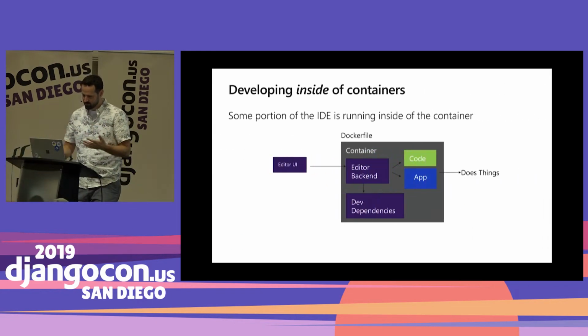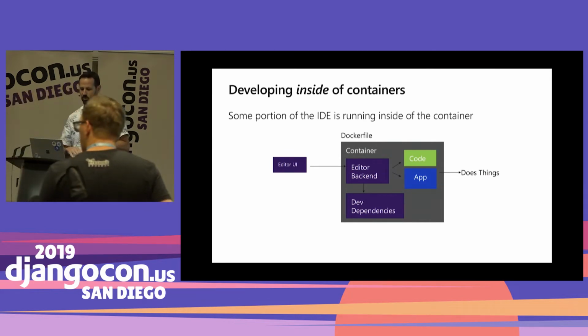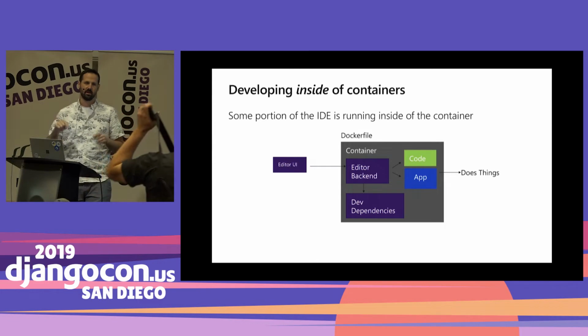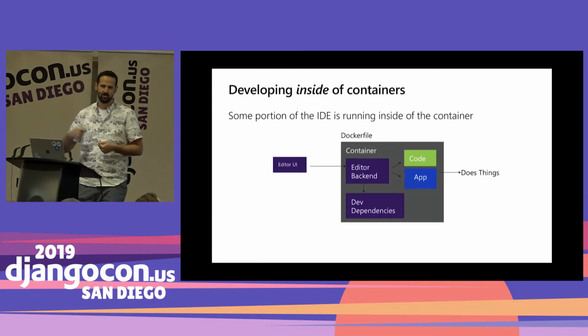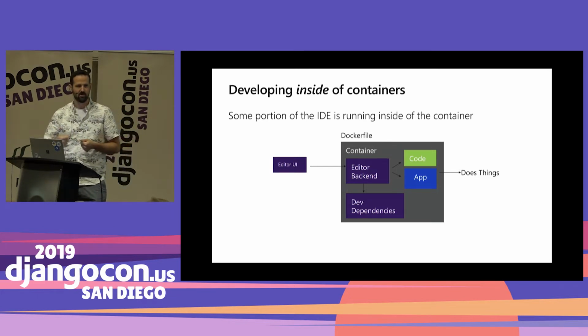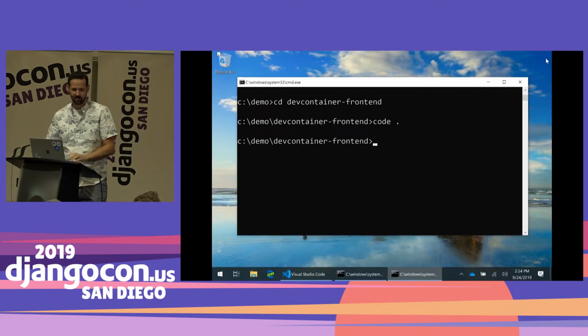The thing that I'm going to be talking about today is developing fully inside of the container, where some portion of your IDE is actually running inside the container environment. You'll have your editor UI talking to some backend running in the container, and that backend's working directly with the code, the app, and the development dependencies. That allows you to work a lot faster and be more productive, without sacrificing all the tools that you're used to when you're developing. To make this concrete, I'm just going to start off with a very low-tech example.